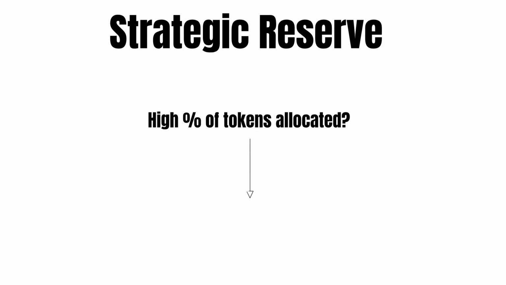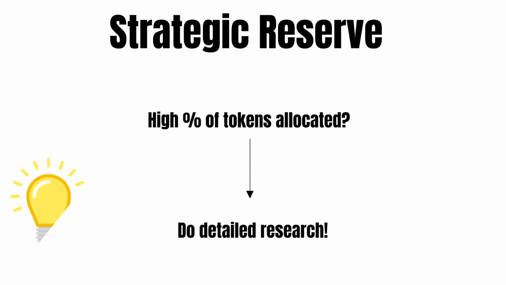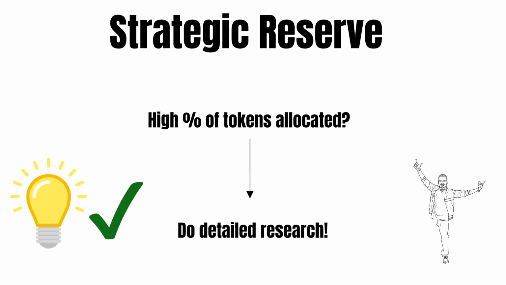The strategic reserve or community fund of a project can have an extensive range of use cases. If a significant percentage of tokens are allocated to such a reserve or fund, always check the docs or ask in the Discord what precisely they will be used for. We want these tokens to fund initiatives that provide value to the community and ecosystem, and not pay some moonboy influencers to blindly shield the project.